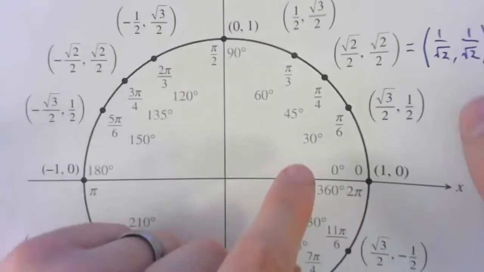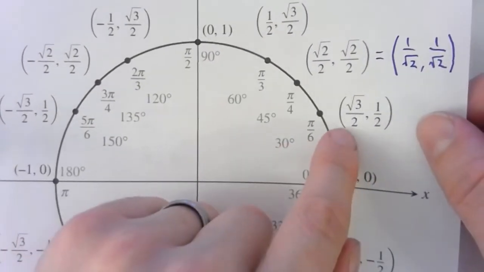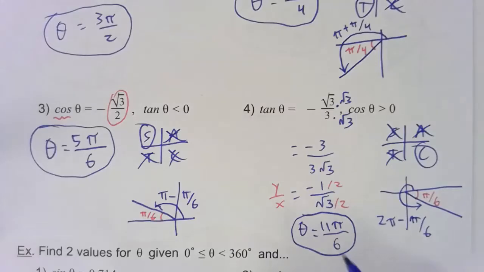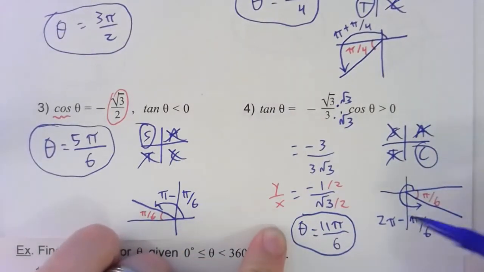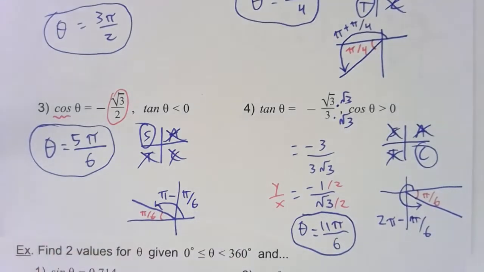If we look on the unit circle, pi over 6 has the x of root 3 over 2, the y of 1/2. And so that gives us a reference angle together with a quadrant, and we can figure out the angle we're looking for. Okay, so those are the ones that we can do ourselves, just with our unit circle knowledge.